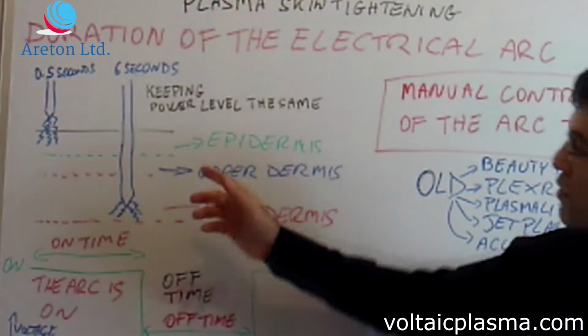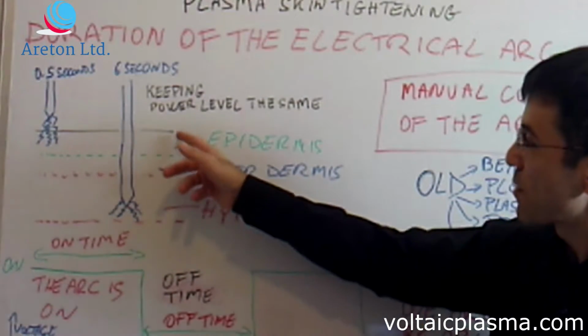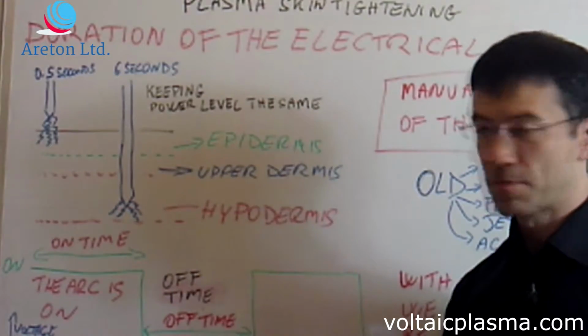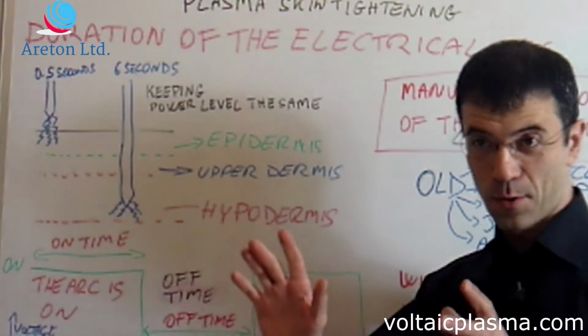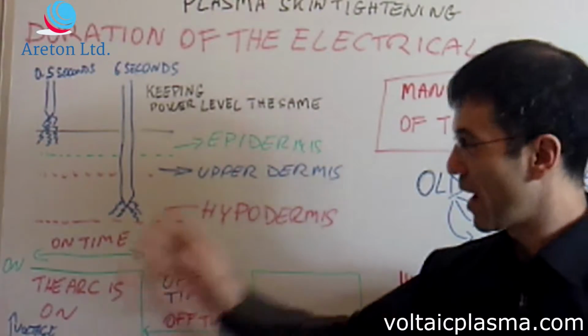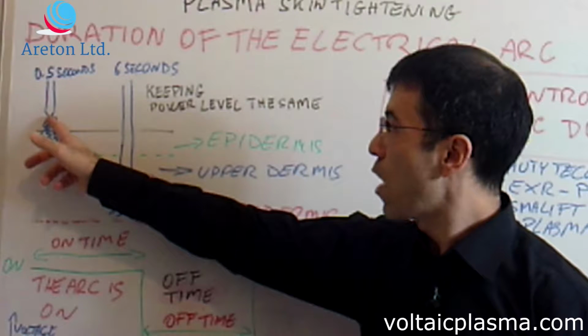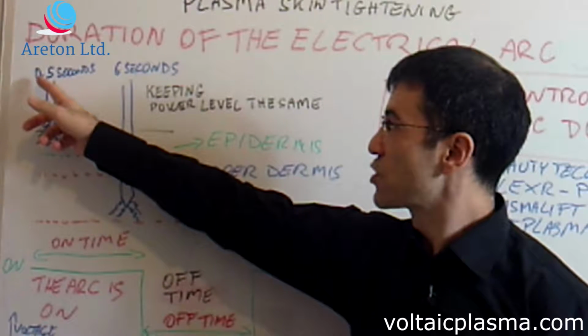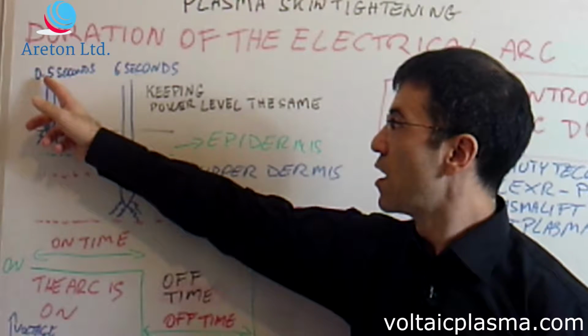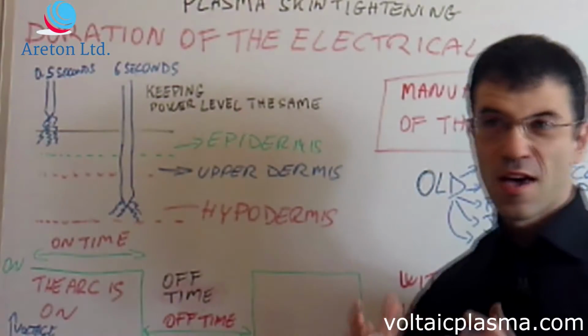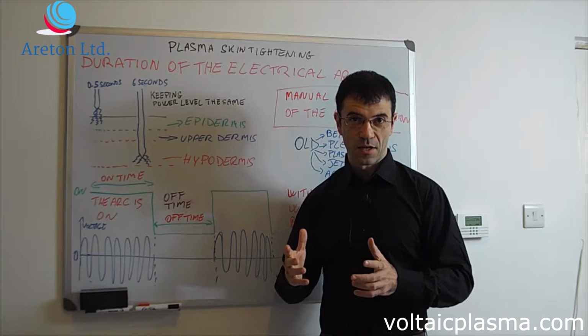In this figure, we're representing the epidermis, the upper dermis, and the hypodermis. I do apologize for the drawings, which are really bad, but this is how I draw. We're making two examples. The first one, when we're ablating for 0.5 seconds, and another one for 6 seconds. It is all exaggerated in this particular example.